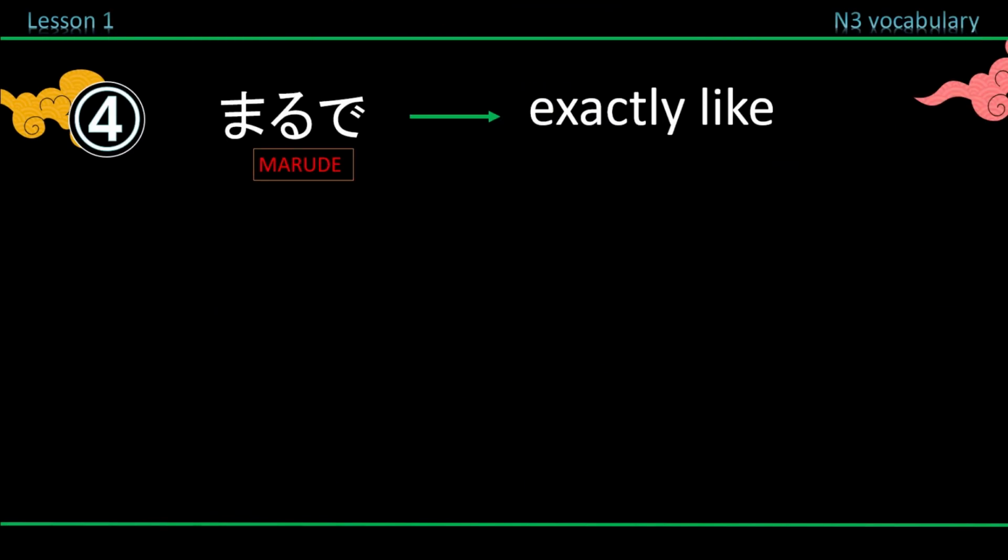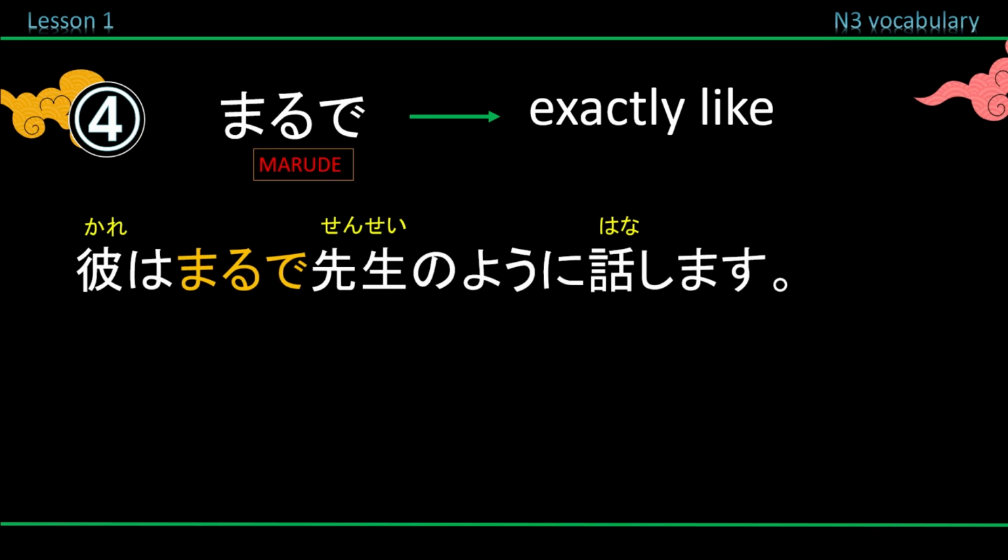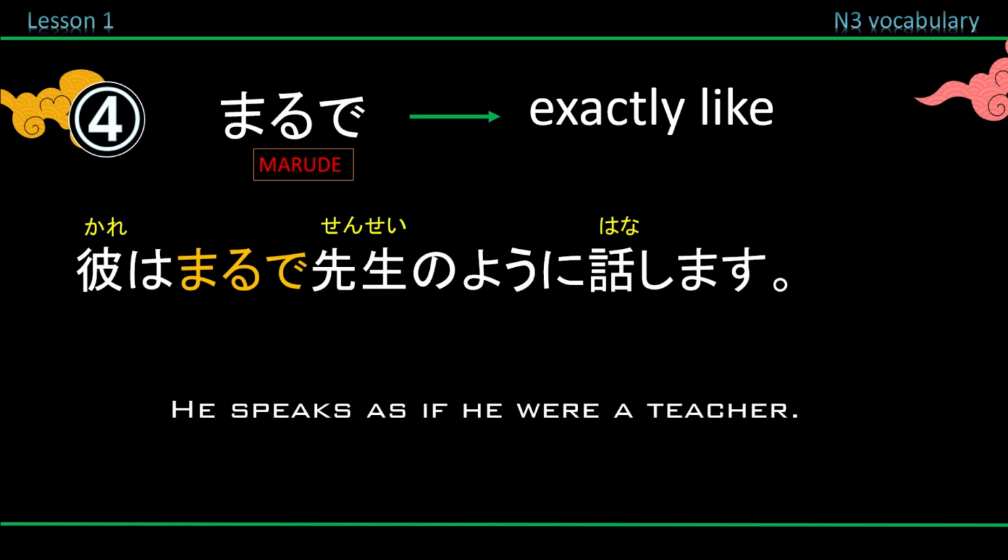Now, the fourth word is marude. Its English meaning is exactly like or just like. So let's see an example sentence. 彼はまるで先生のように話します. In English, this means he speaks as if he were a teacher, or simply he speaks like a teacher. On the screen, you can see the translation for words like kare, sensei, and hanashimasu. One more important point to remember here is marude is often followed by yoni. This combination appears a lot in Japanese, so make sure to get comfortable using it.